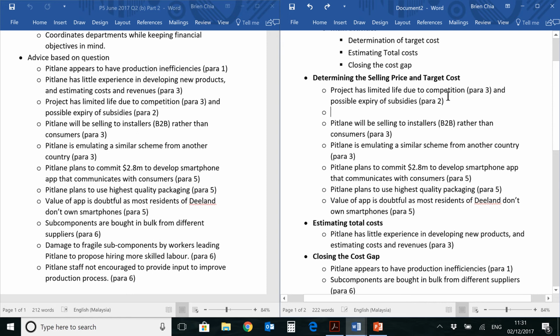So let's take a look here. We'll first be looking at the project has limited life.